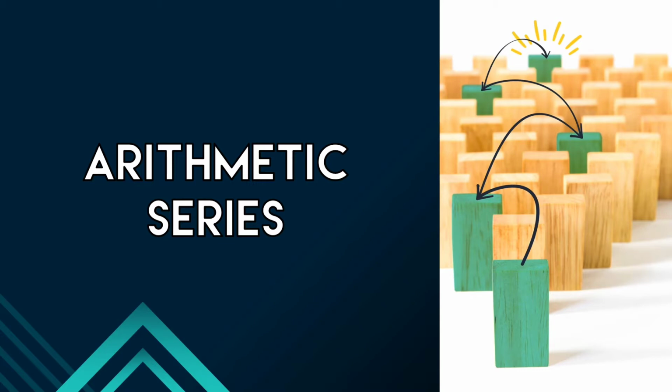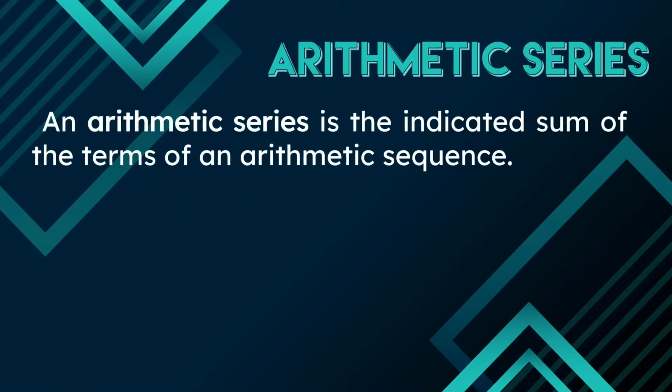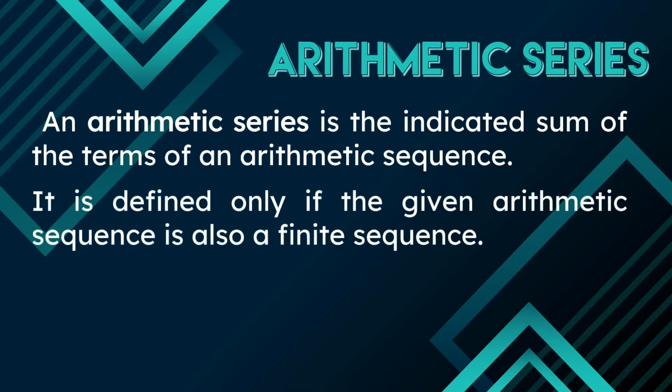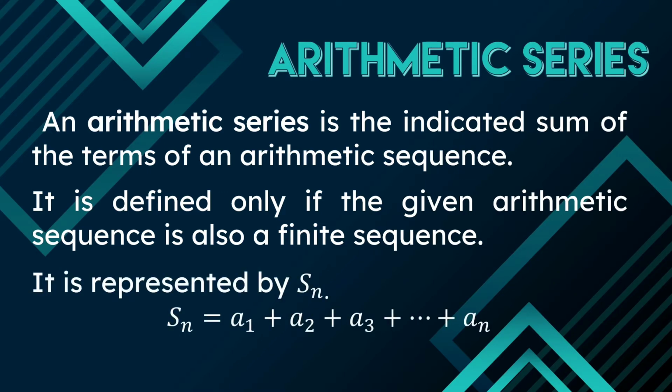For the second part of our lesson, we will determine how he came up with the right answer in just a matter of seconds. Let us start with the definition of arithmetic series. An arithmetic series is the indicated sum of the terms of an arithmetic sequence. It is defined only if the given arithmetic sequence is also a finite sequence. It is represented by S sub n, which is equal to the sum of the first term, the second term, the third term, up to the last term.